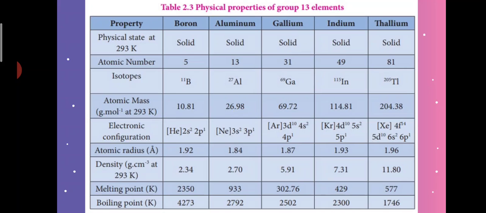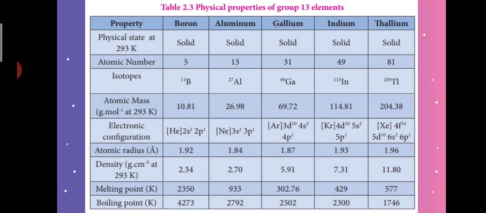So at 293 Kelvin, which means around 19.85 degrees Celsius, you can see all these, boron, aluminium, gallium, indium, thallium, they all are in the form of solid, and their atomic number is increasing. So the atomic number may seem to increase, but the number of shells will not increase much because only p electrons are getting added. So there won't be much difference in size between them.